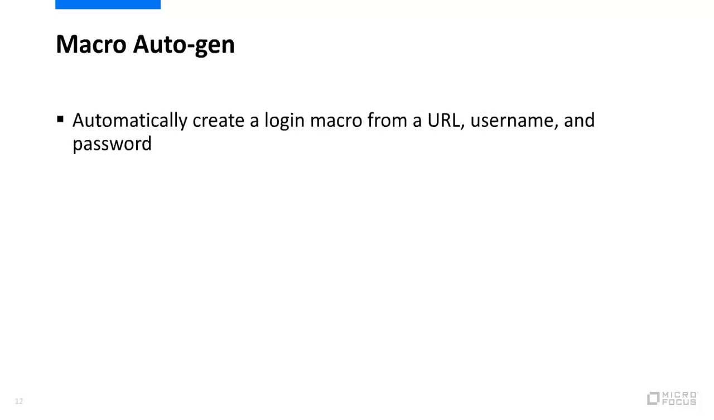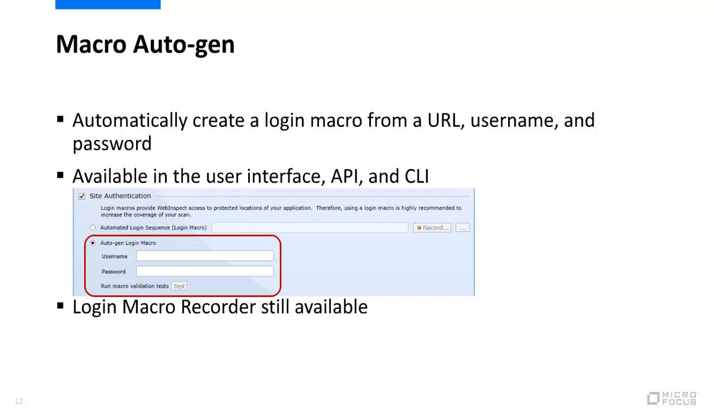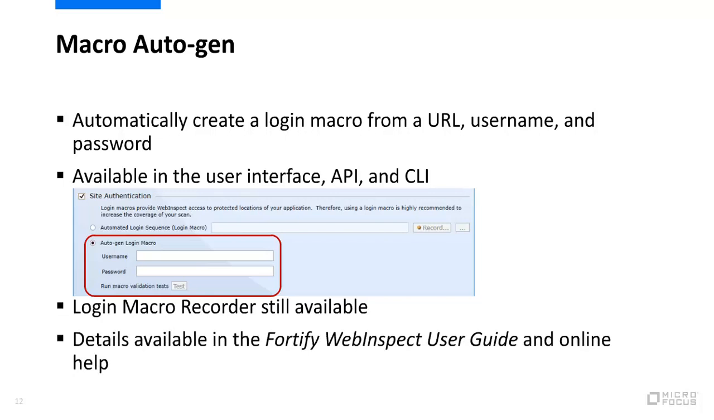Fortify WebInspect can now automatically create a login macro using just a URL, username, and password. This feature is available in the user interface, API, and command line interface. Here you can see the option as it appears in the basic scan wizard. You can still record a macro manually using the Login Macro Recorder tool. For more information about this feature, see the Fortify WebInspect user guide or online help.